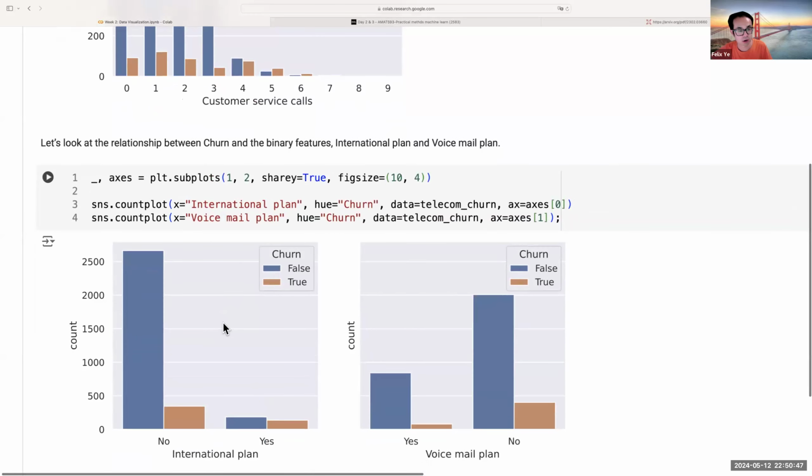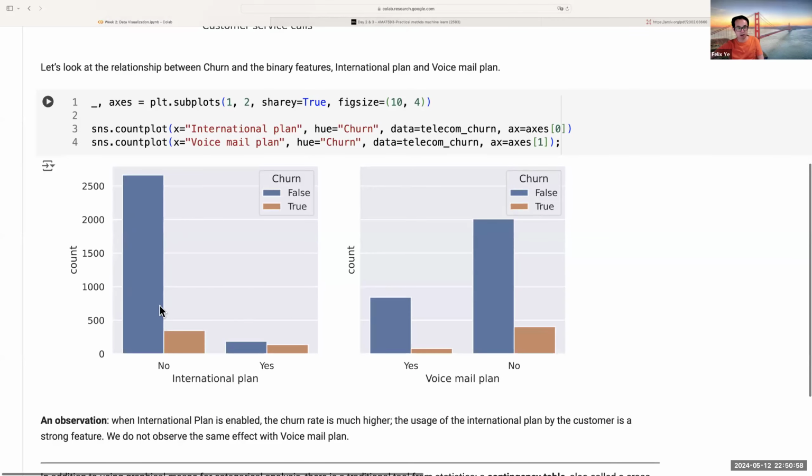So we can also look at the relationship between churn and the binary features, for example, the international plan and the voicemail plan. This is the bar plot as well, and this is quite clear. You can see a huge differential right here. That means if the international plan is enabled, the churn rate is much higher, and that means the international plan should be a strong feature. There is not as strong an effect in the voicemail plan, although it does show something right here, but it's not as strong as the international plan.